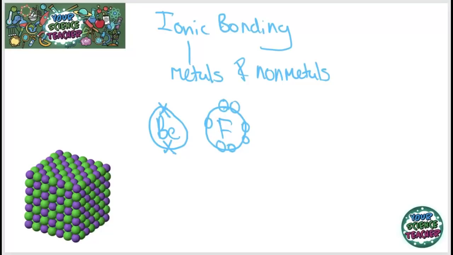Now, beryllium, when it bonds, is going to want to lose 2 electrons in order to get a full outer shell. And when it does that, we draw a bracket around beryllium and we put a charge in the corner which says 2+. Now, fluorine doesn't need to gain 2 electrons. However, it is going to gain 1 of the electrons.